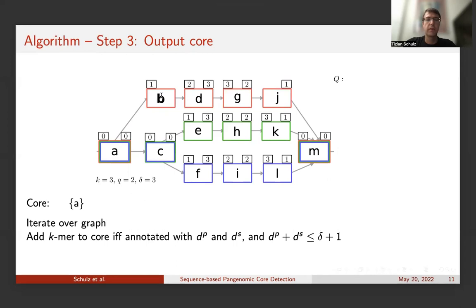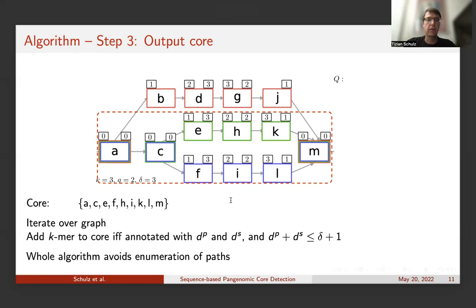The next vertex is B. B has only one annotation, which means that B cannot be part of our core. Then we consider C. C again has two annotations, and the sum of the annotations is smaller or equal to delta plus 1, so C is part of our core. In the end, we have found the complete core that we wanted to find.